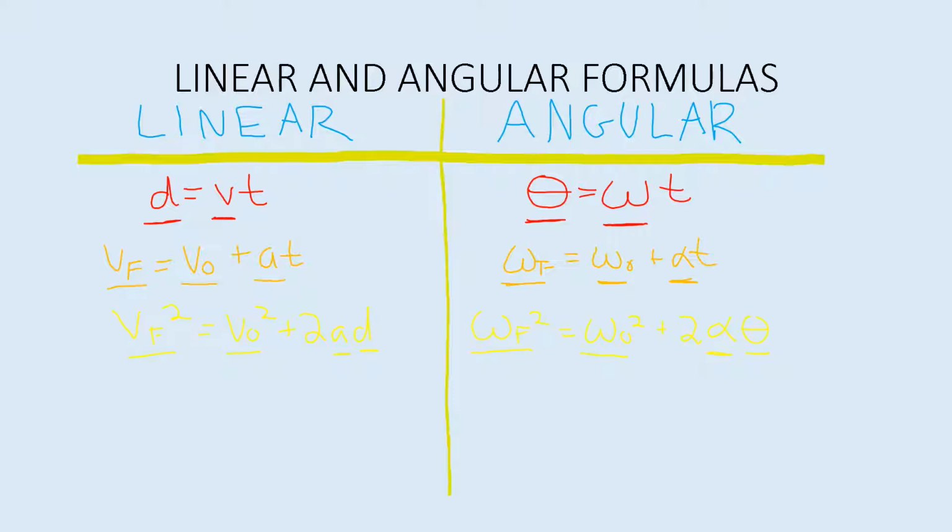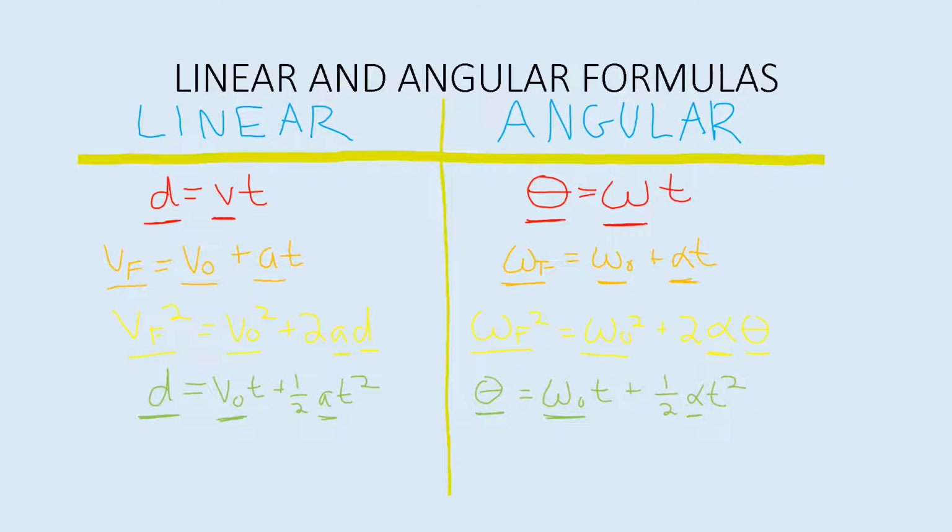Next, we have distance equals the initial velocity times the time plus 1/2 at squared. And that will correspond to theta equals omega initial times the time plus 1/2 alpha times time squared. And that's because we're plugging in the angular position for the linear distance, the angular velocity for the linear velocity and the angular acceleration for the linear acceleration.